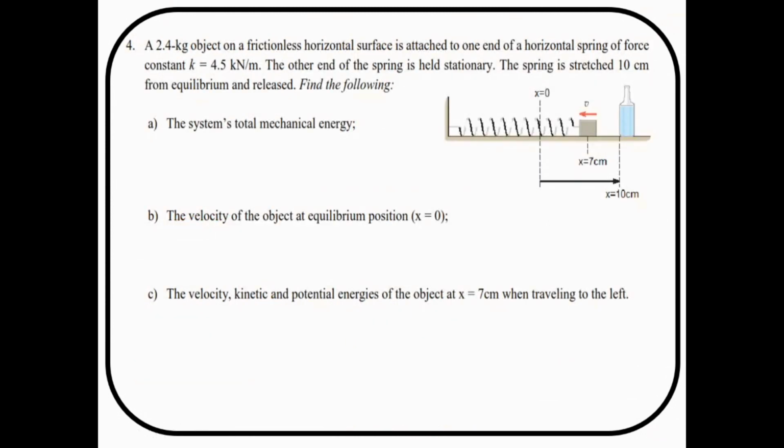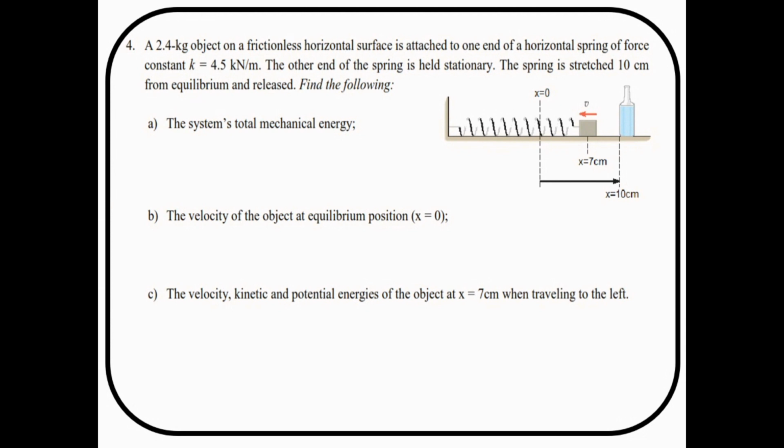Question number 4. A 2 kilogram block or object on a frictionless horizontal surface is attached to one end of a horizontal spring of force constant k equal to 4.5 kilonewton per meter. The other end of the spring is held stationary. The spring is stretched 10 centimeter from equilibrium and released. So what they gave in the question, you have to see the figure.